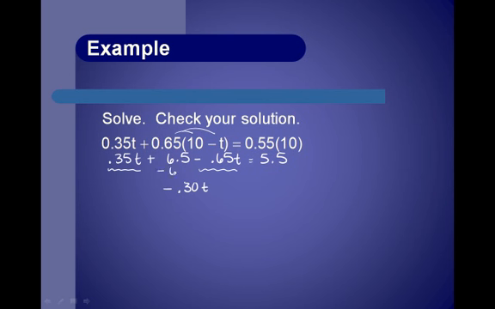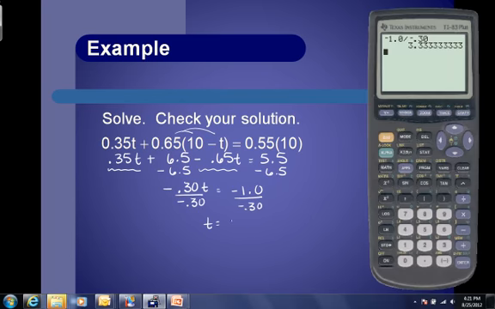I'm going to go ahead and bring those over. Equals negative 1.0. To get just t by itself, we're going to divide both sides by negative 0.30, and that would give us t equals negative 1.0 divided by negative 0.3, 3.333. If you want to write that as a fraction, you can be on your calculator and go to Math. Option number 1 is fraction, and that will write that as a fraction, 10 over 3.